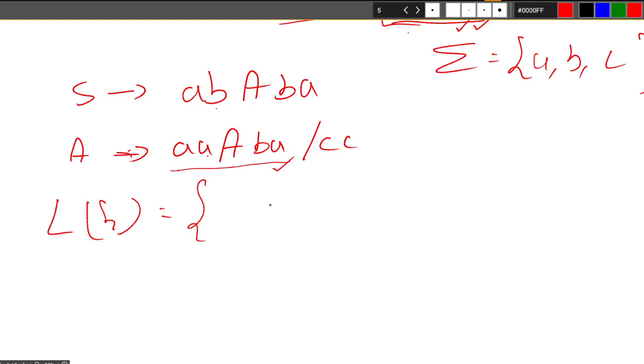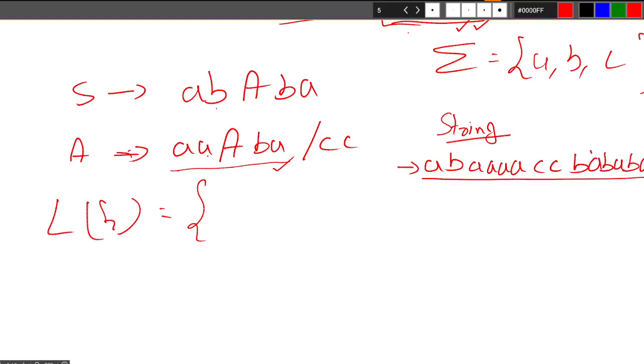What will be the language? I take a string and see whether it satisfies this language or not. Suppose I have AB, then A, then CC, then I have BA, BA, BA. Okay. So is it a possible string from this grammar? Yes, sir. It is possible.